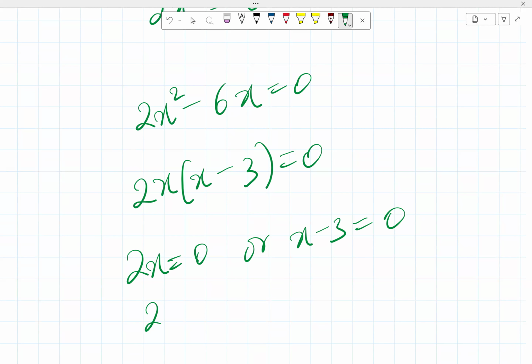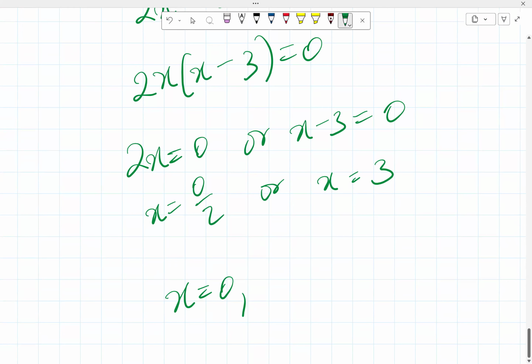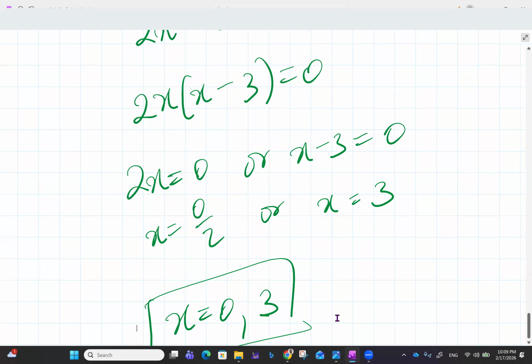If you divide through by 2, you have x is 0 over 2, or x is equal to 3. So that means x is equal to 0 and 3. So those are the values of x in that regard.